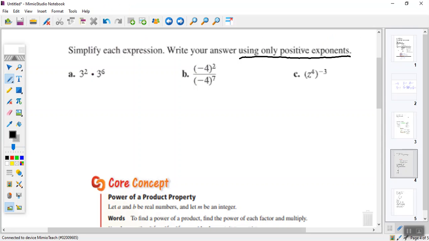Guys, I think the first one is very easy. B and C are a little tricky. What I want to tell you is this. Don't lose concept of what it means to have positive exponents only when you're done, okay? Don't lose sight of having positive exponents only.